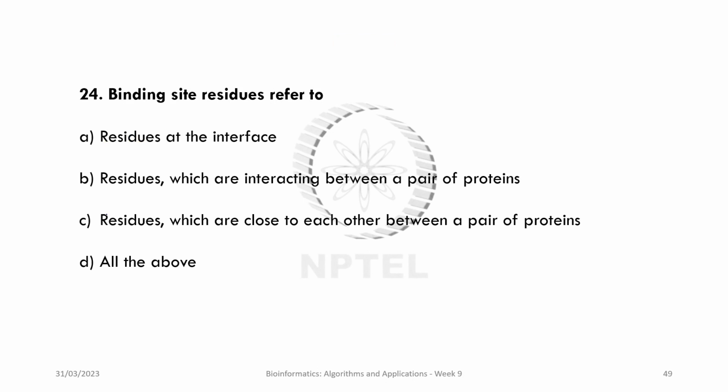Oh, there's one more. Binding site residues refer to: option A, residues at the interface; option B, residues which are interacting between a pair of proteins; option C, residues which are close to each other between a pair of proteins; D, all the above. Okay, now this is B.